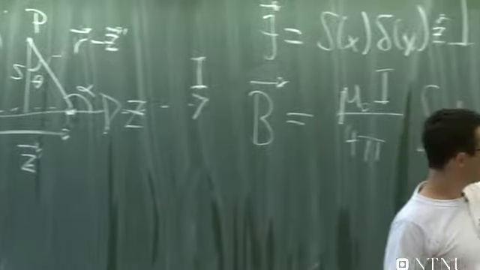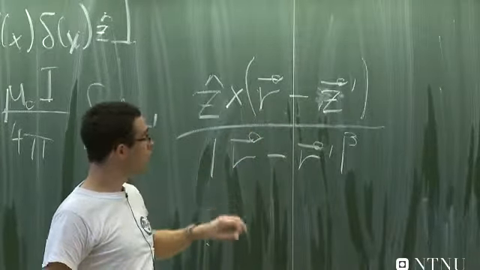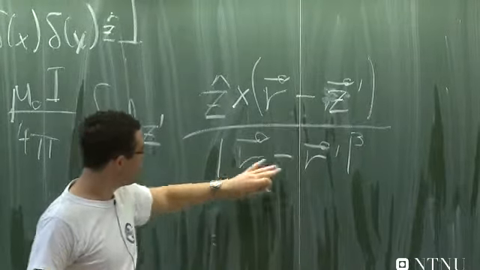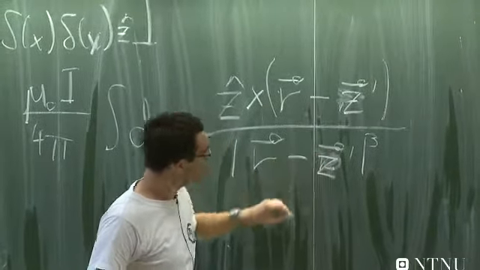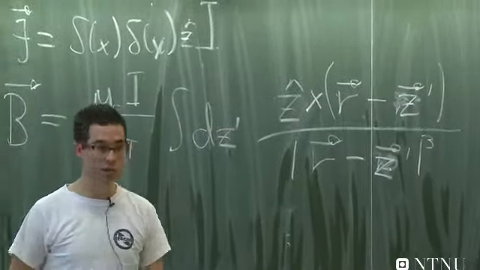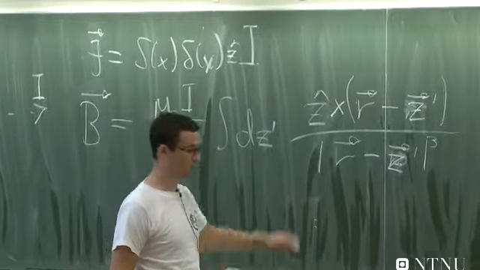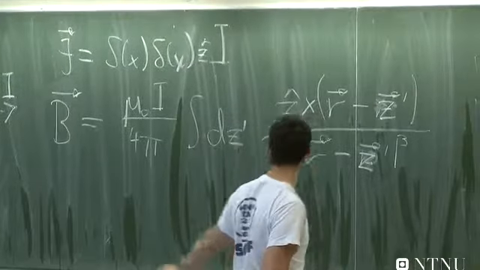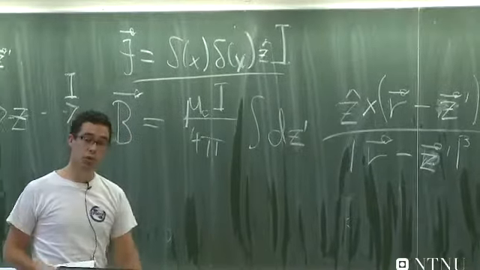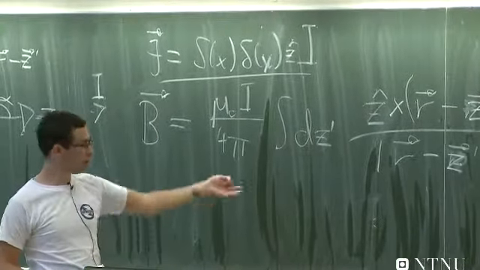So this is the distance from the point to the line element, and it has the same direction as that vector. You can find this by putting this current distribution into the Biot-Savart law from the previous lecture, and this is what you get.